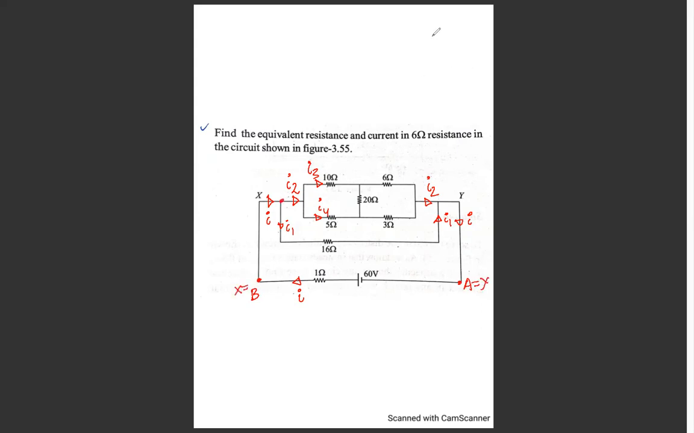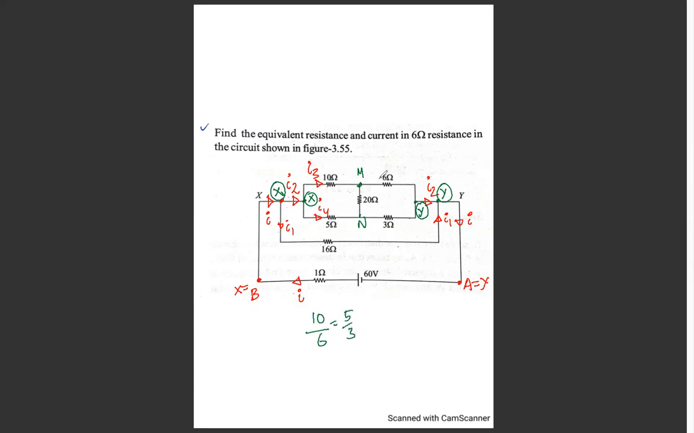I'm going to use another color to show those points. This point is X, so this particular point is also X, and this point is also X. This is Y, and this point is also Y. I'm just taking two other points as M and N. Can we say that 10 by 6 is equal to 5 by 3? And here it is 5 by 3.